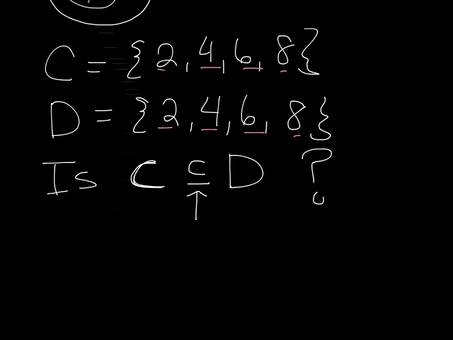That's why we have this, maybe let's put it in green. A subset could be smaller than the larger set, but it also could be equal to the set. So in this case, yes, C is a subset of D. If the sets are equal, then by definition, it's a subset.